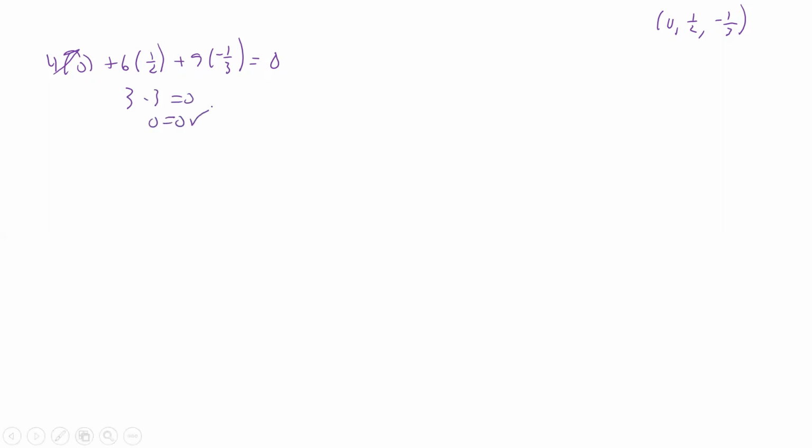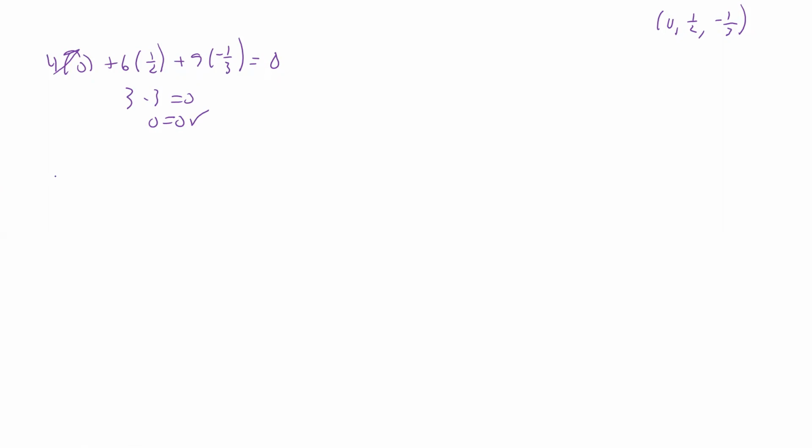Okay. Now, if we're going to check that in all the equations, we're going to have to plug that all back in. And so we had 4 times 0, and then we had plus 6 times 1/2, and then plus 9 times negative 1/3 equals, that was supposed to be 0, so that's 0. So here that becomes 3, and this is going to be minus 3, and so 0 equals 0, so it works in the first equation.